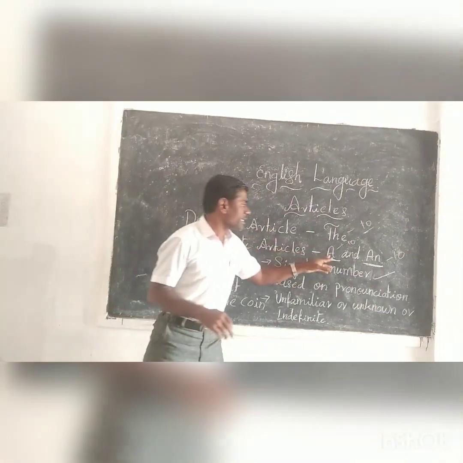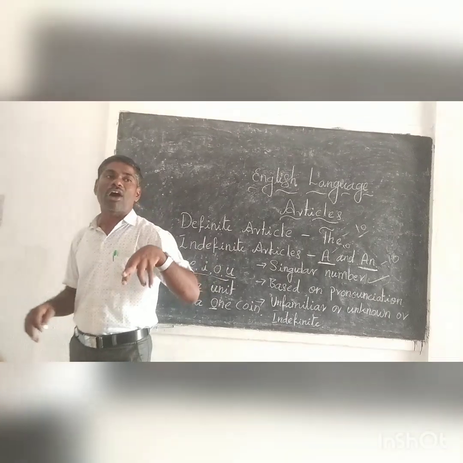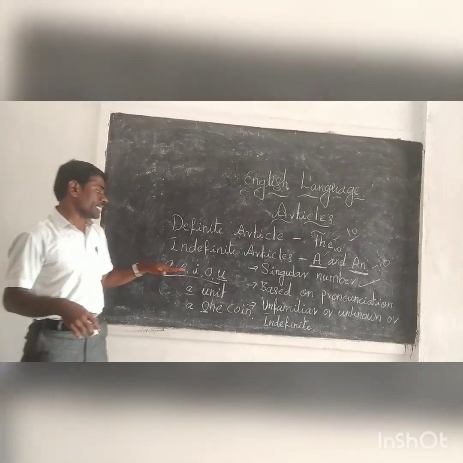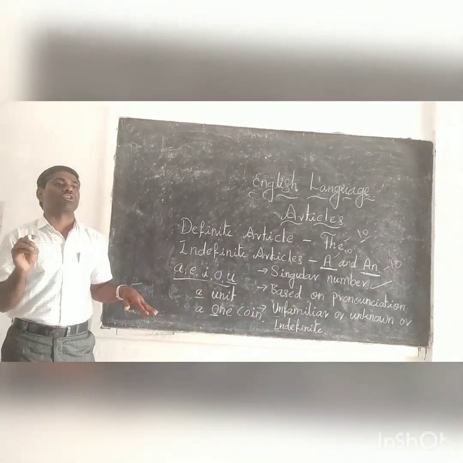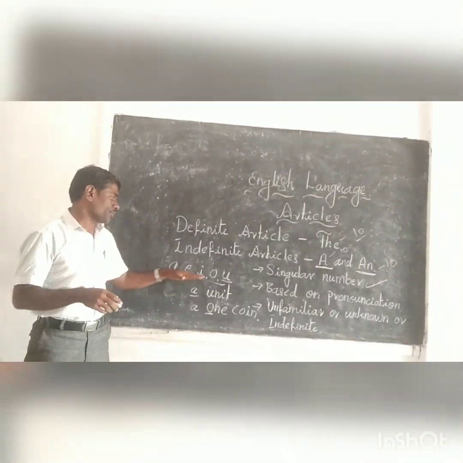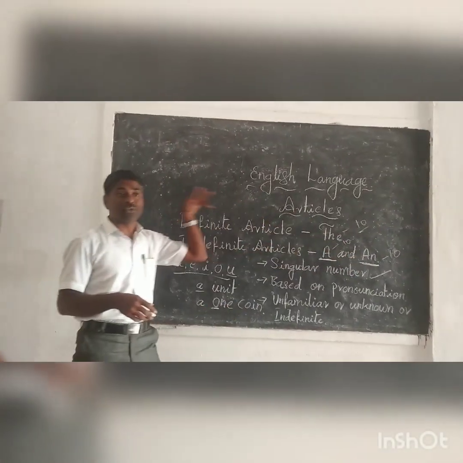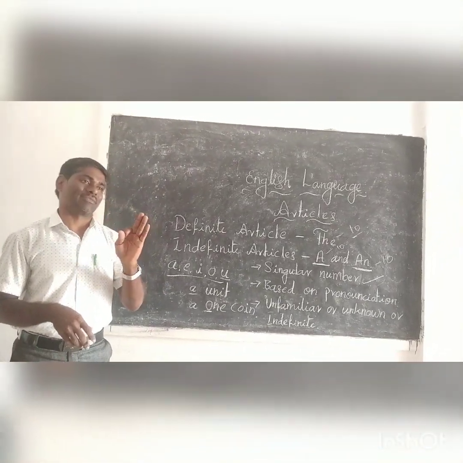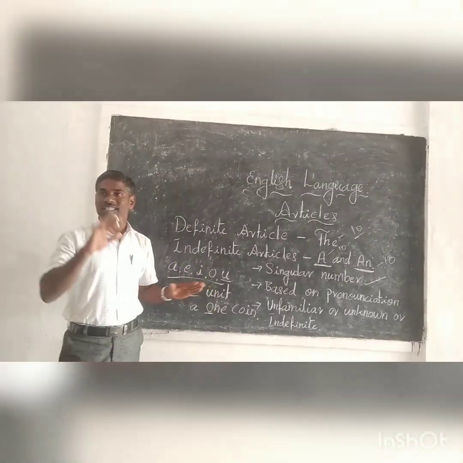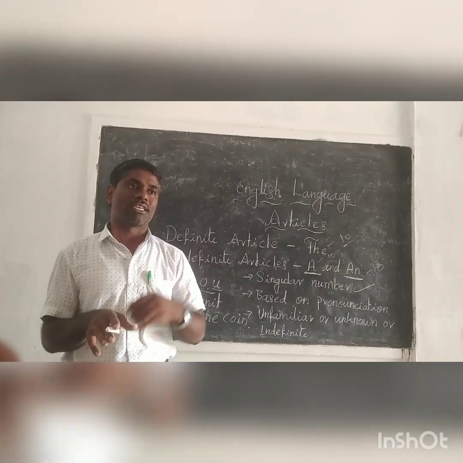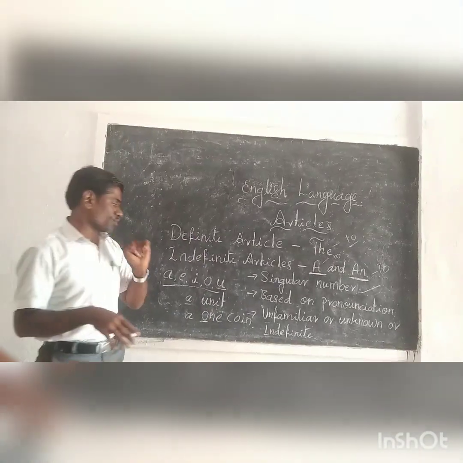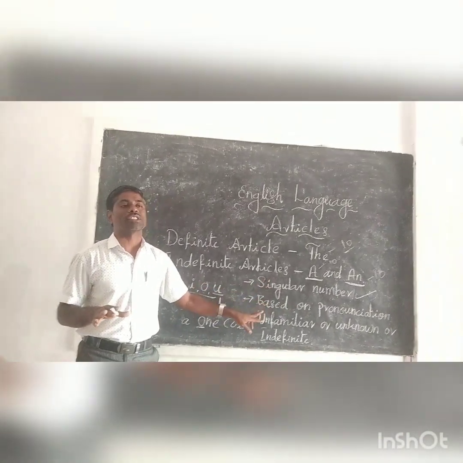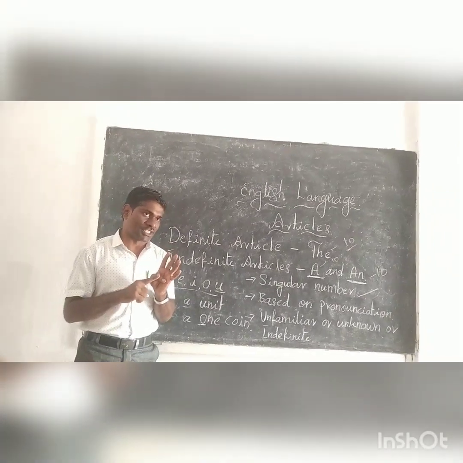You can choose a or an to use in the sentence before the nouns. The pronunciation of the letter should be a vowel sound. Only then can we use an, but if there is a consonant sound, you have to use a. That is the difference. That is the choice you make, either a or an. That's all. These two are the important factors: there should be a singular number, and also it should be based on the pronunciation.